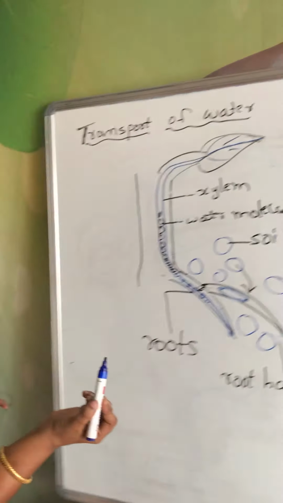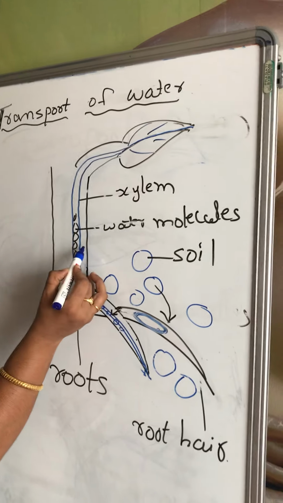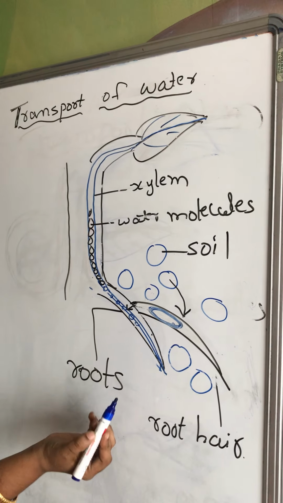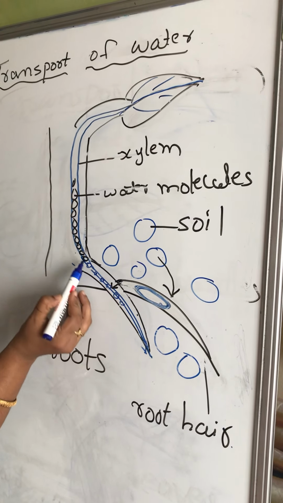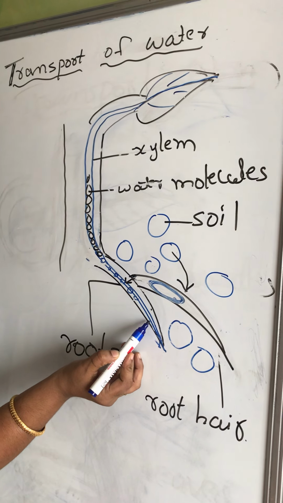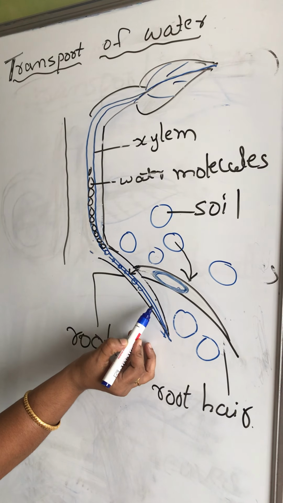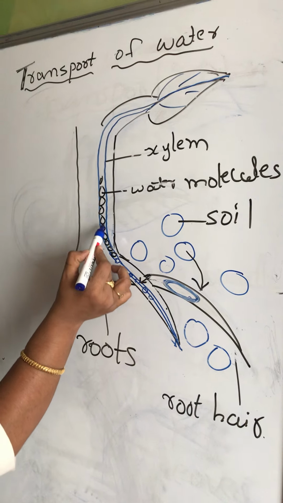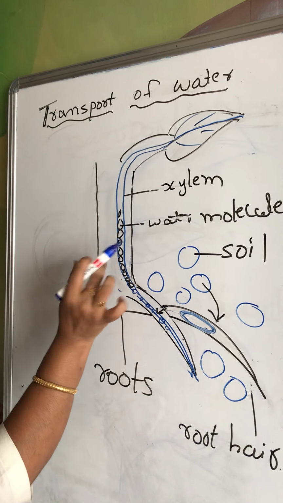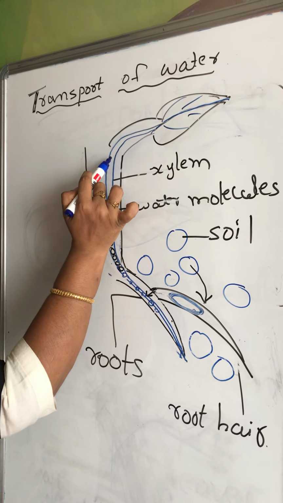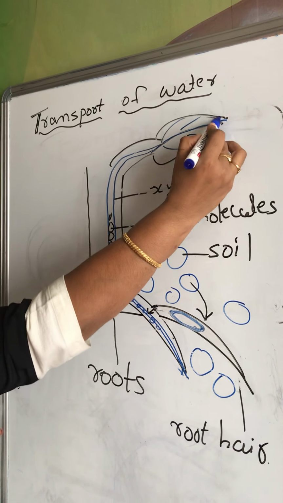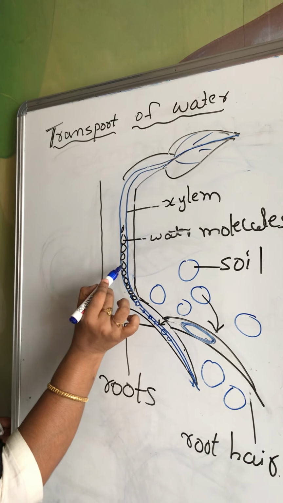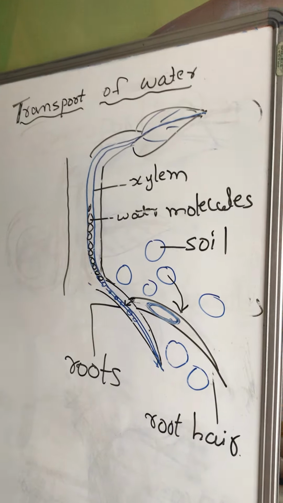Now you can see the diagram here. This is the root and this is the stem and this is the leaf. And here you can see the blue lines. This blue line is present at the center of the root. That is nothing but xylem, which extends towards the stem, where it is also present at the center, and which extends to the leaf. So this blue line is representing the xylem. The xylem is mainly made up of vessels and tracheids, which conduct the water molecules.